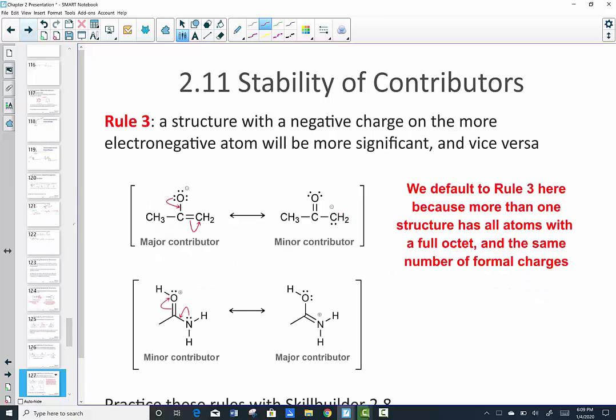Bad move. A structure with a negative charge on the more electronegative element will be significant. The structure with a positive charge on the least electronegative element is also valid. So in other words, if I had carbon with a negative formal charge compared to oxygen with a negative formal charge, clearly oxygen is more electronegative, and therefore it should exhibit the negative charge, not the carbon.